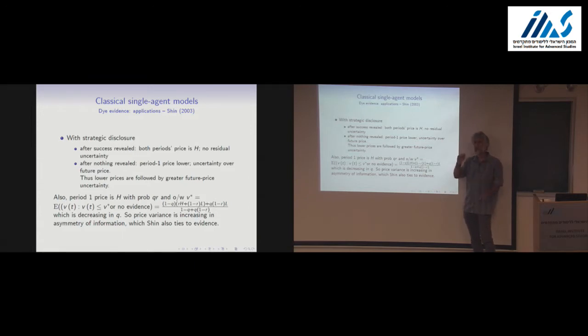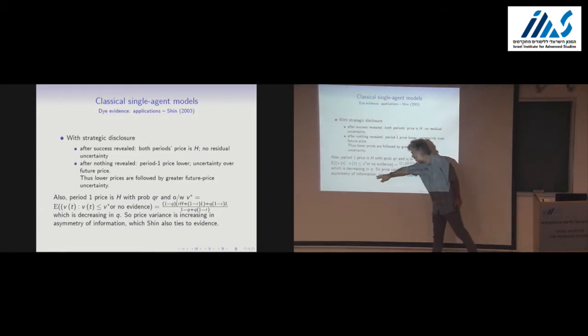Let me repeat that. In the first period, after no evidence is revealed, this is the new prior. Okay? And then from this, we're going to have a realization, which is either this or this. Okay? And when do we have this realization? This realization is more likely the bigger is q. Okay? So the variance is going to be increasing in q, and therefore the variance is increasing as the asymmetric information grows, because q is the probability that I will have evidence.